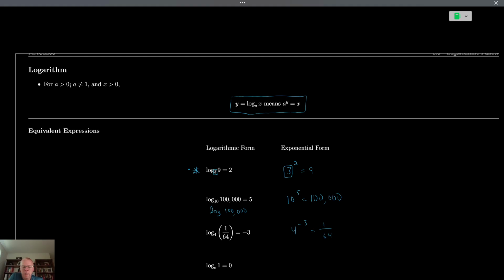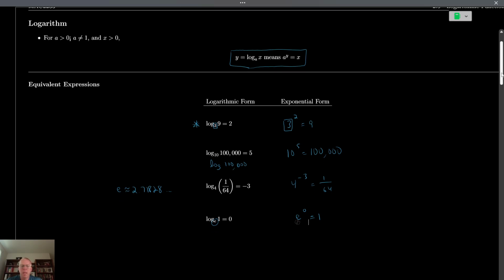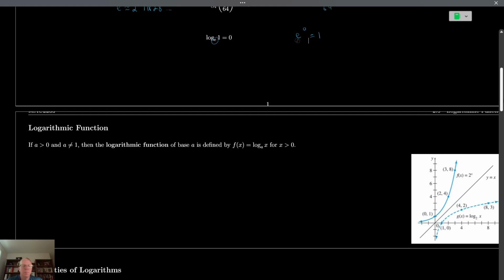And then last, e. We talked about e at the end of the last video. e is just the irrational number approximately equal to 2.71828, on and on, like pi. And so e to the 0 equals 1, which of course any number to the 0 power is 1. All right, you'll have some on the homework where you have to go from one side to the other. You will have some exponential forms that you have to convert to logs and logs to exponentials, both ways.